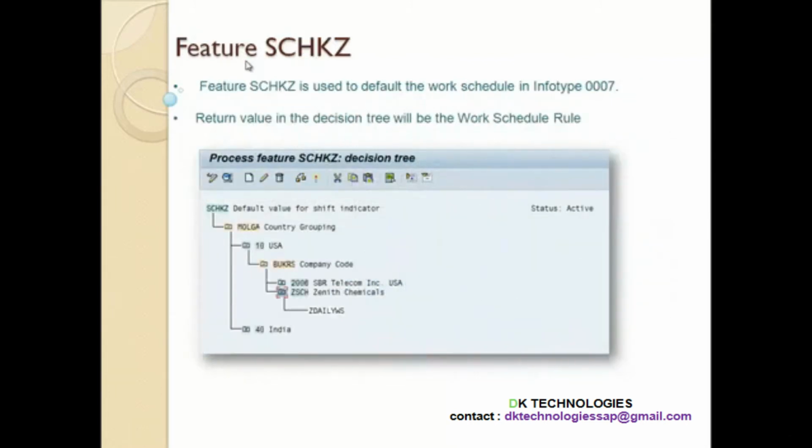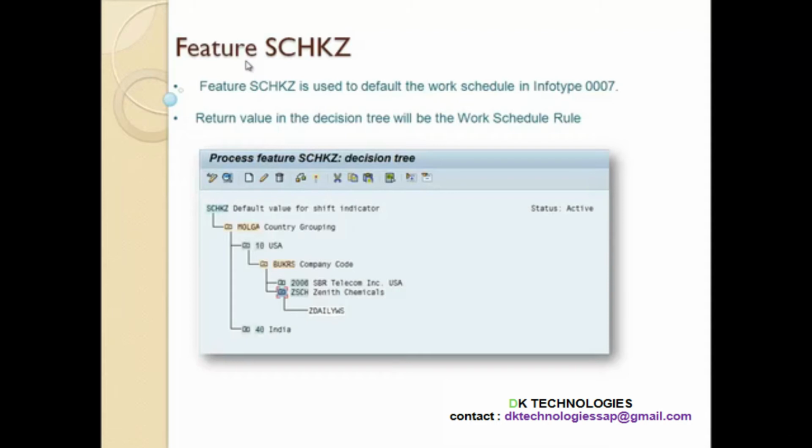Now let us understand the purpose of this feature. If you recall my lecture about features, the purpose of a feature is to default values for specific info types. Each feature defaults the value for a specific info type. Like SCHKZ, this feature's purpose is to default the work schedule rule in info type 7. If you remember the feature NUMKR, N-U-M-K-R, what was the purpose of that feature? To default the personal number in info type 0000, which is actions.